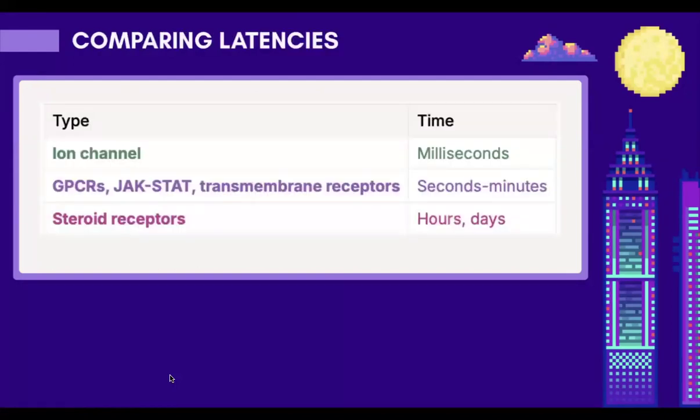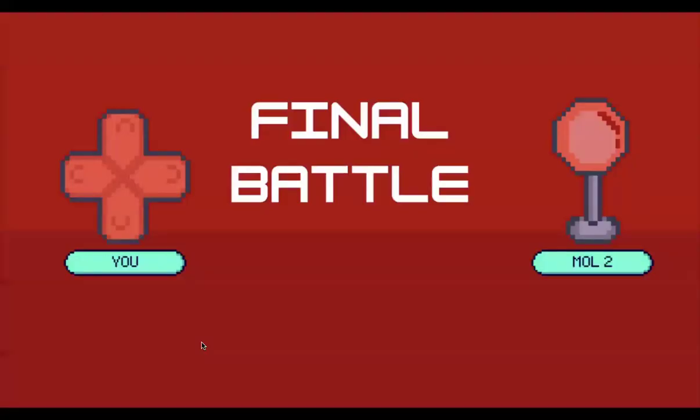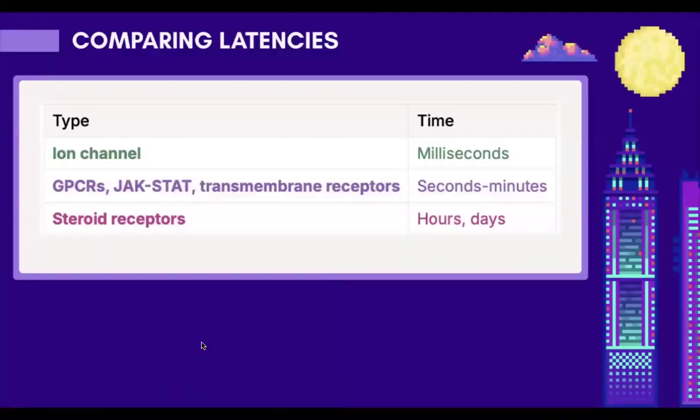And then we have the last slide, which is just comparing the latencies, or the time it takes, for all of the cell signaling methods we've taken. For ion channels, these are just the normal receptors or channels that you have. Their action occurs in milliseconds, so they're the fastest. And this has been a question in our exams: which one is the fastest? Those are ion channels. Then you have the GPCRs, the JAK-STAT and the membrane receptors, and their time is usually seconds and minutes. Then you have the steroid receptors, which in their classical signaling phase occur over hours or days.